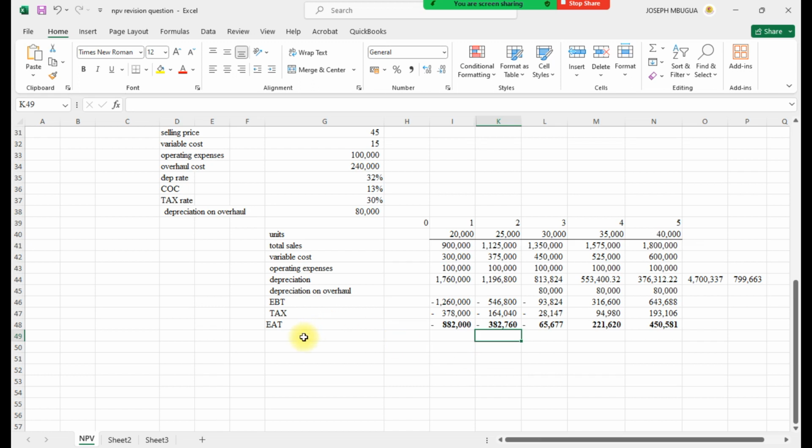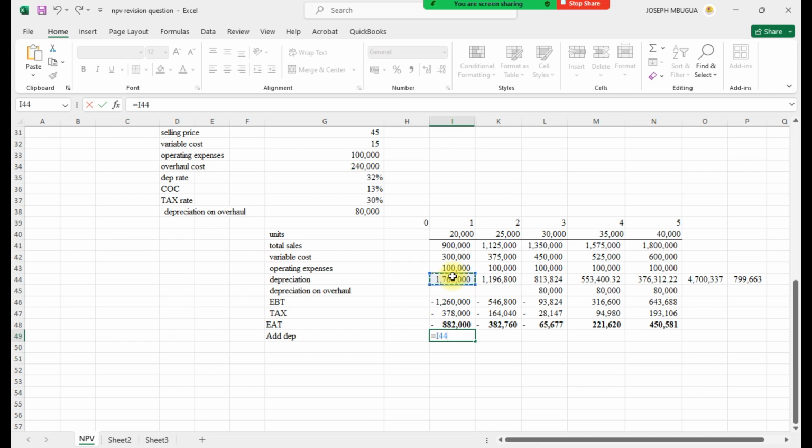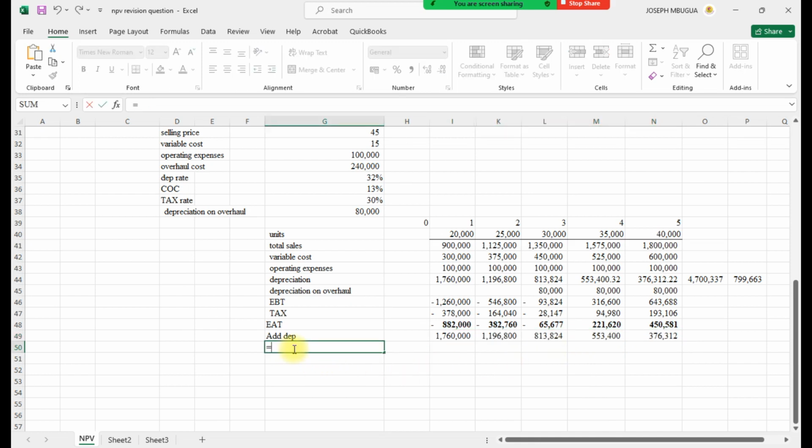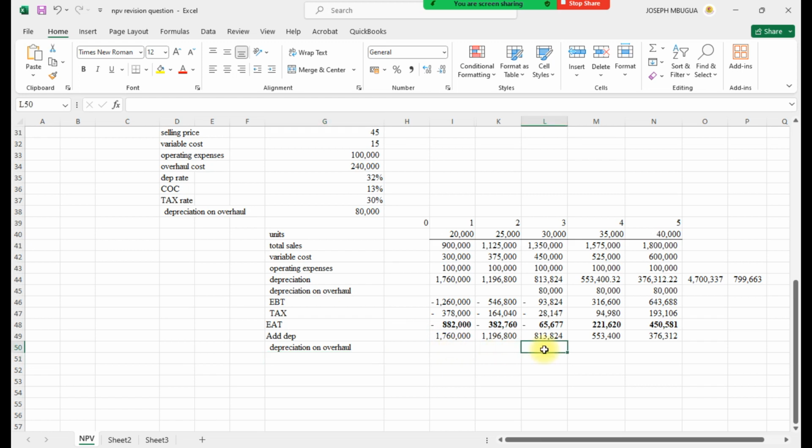Then we add back depreciation. And that's why you'll find that the method of using depreciation and tax shield is normally shorter, but again can be tricky if you don't understand it, because in this one we have to deduct it and then come and add it back. But for tax shield you just add the depreciation tax shield and you get your values.